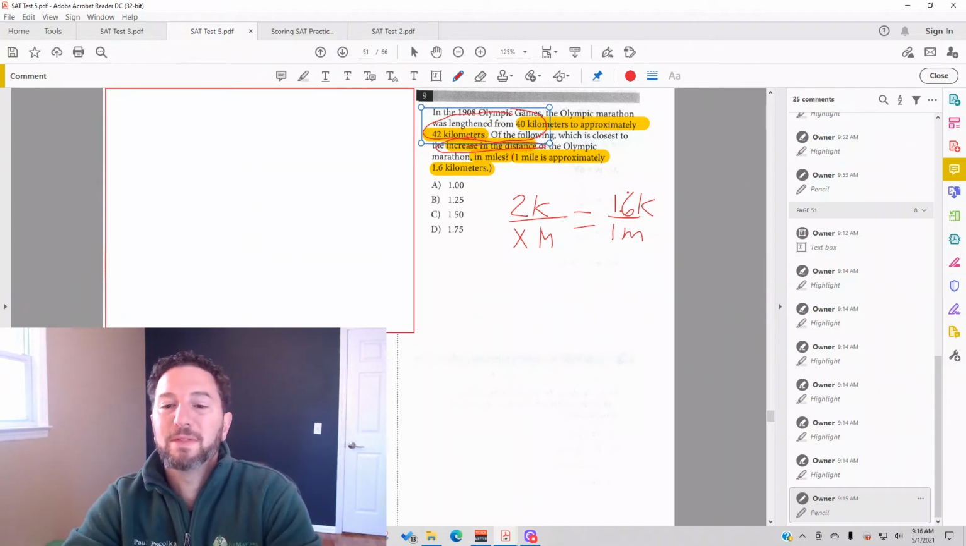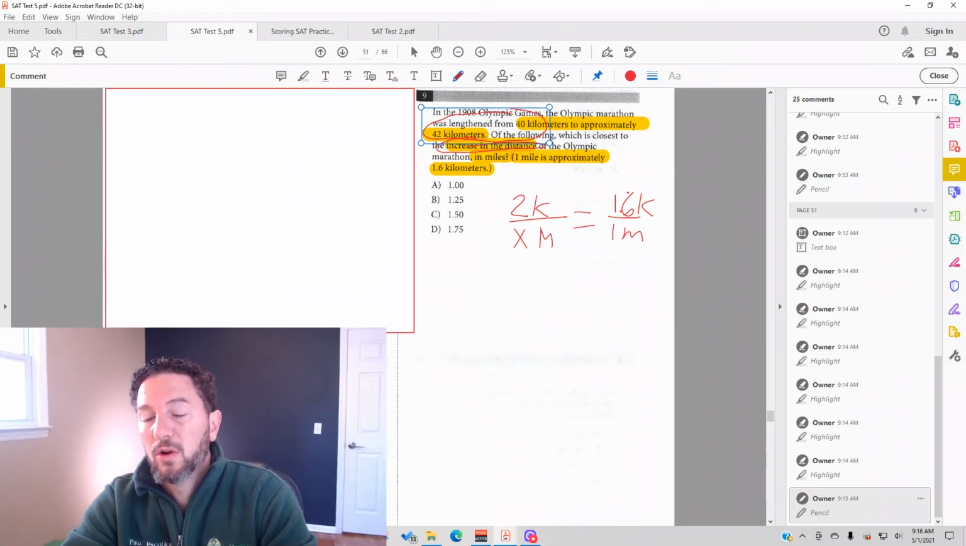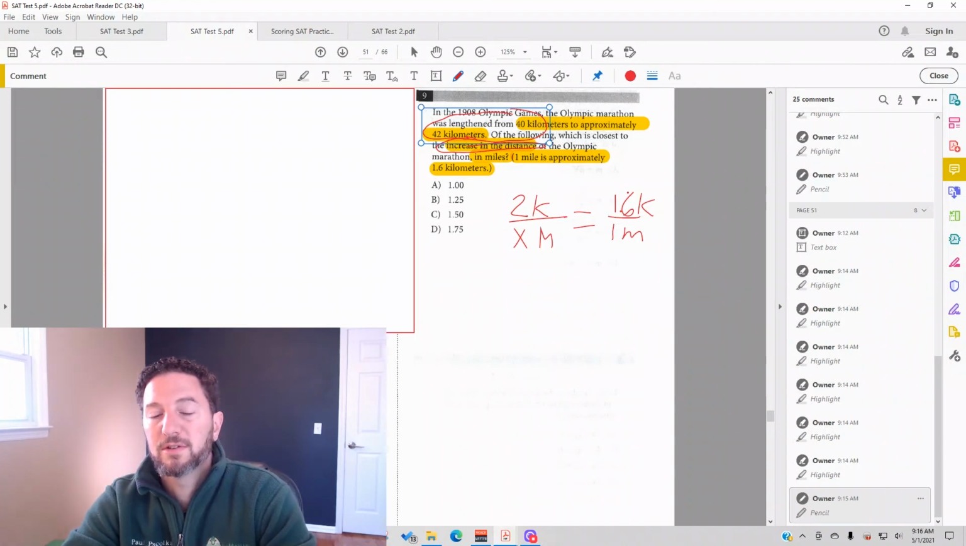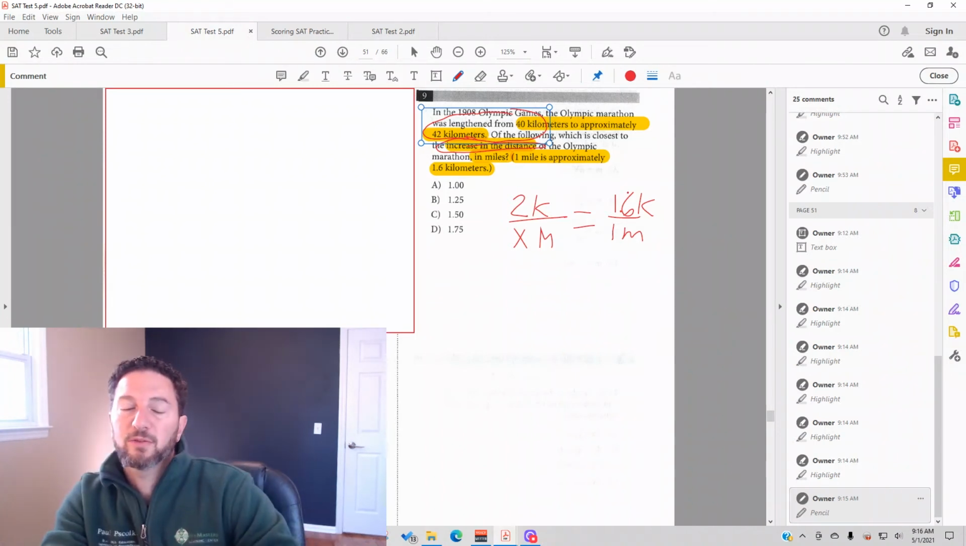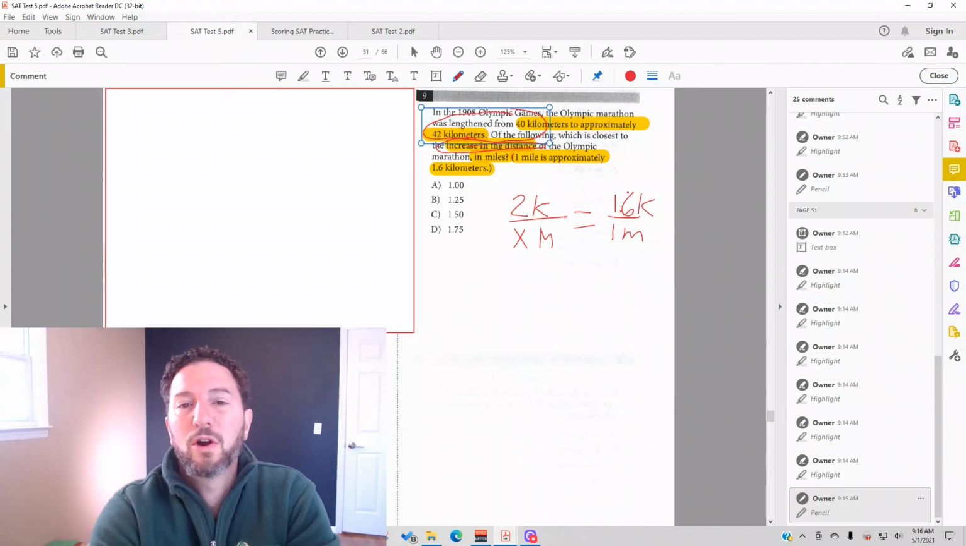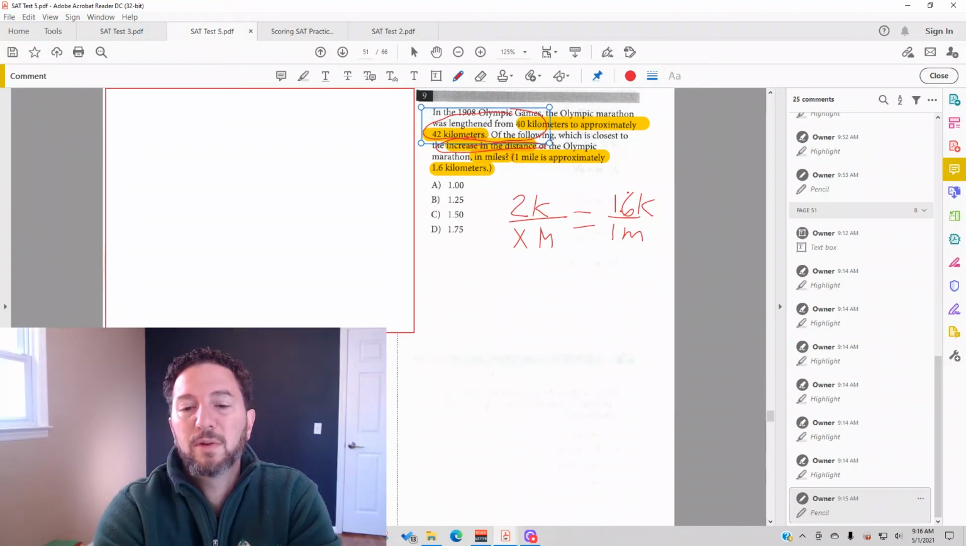I could flip these and have x miles over 2 kilometers equals 1 mile over 1.6 kilometers, and it'd be set up correctly. And I could also say 1 mile equals 1.6 kilometers, and then how many miles equals 2 kilometers, or flip it. So there's 4 correct ways to set up a proportion. If you don't follow all of that, don't worry. You just have to make sure, like we said, we have a relationship here.